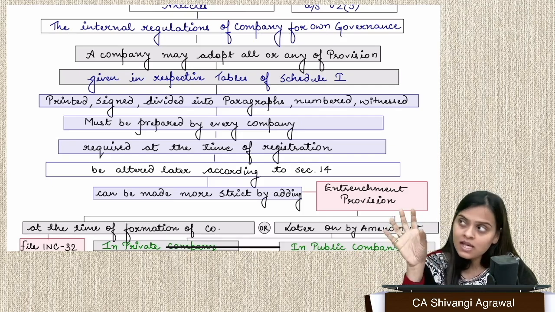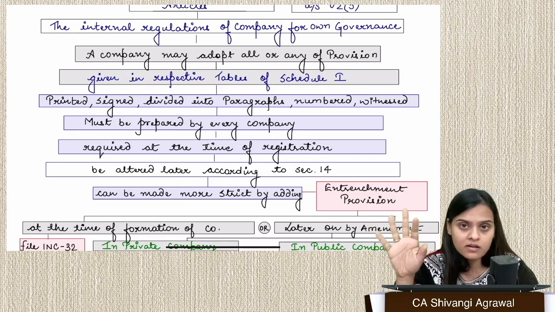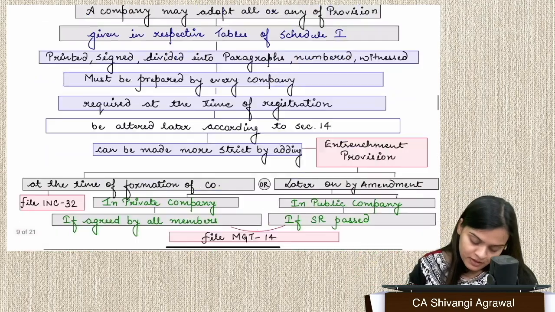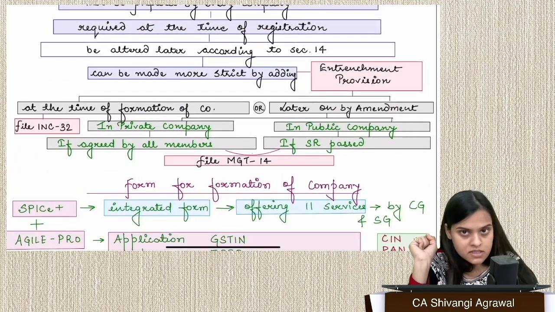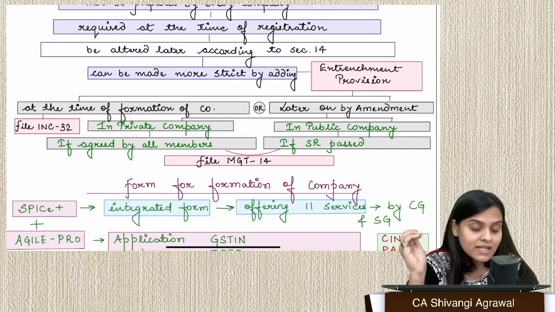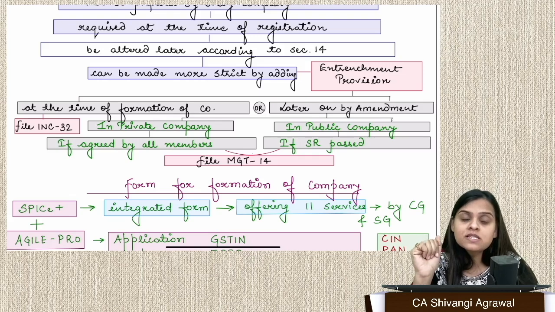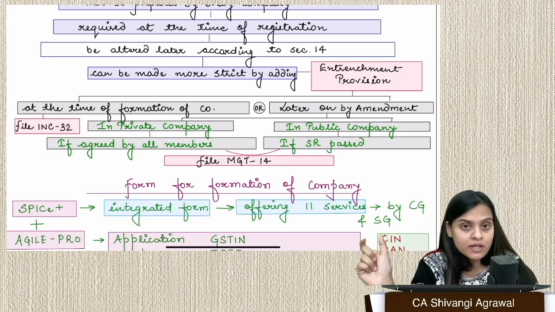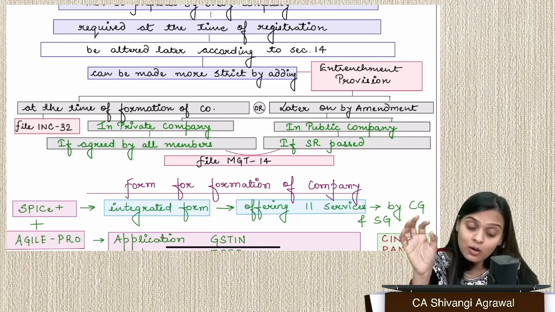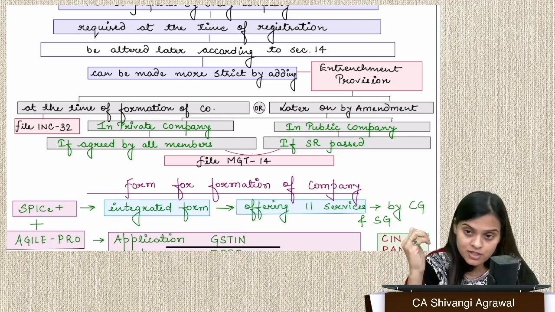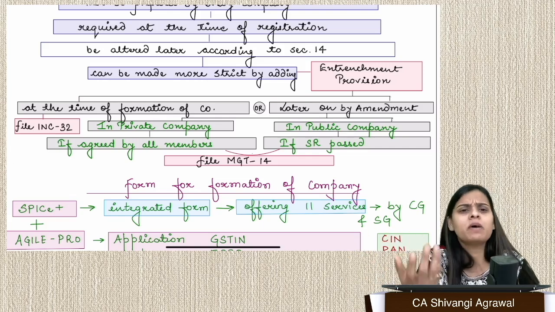So what you can do is, as it is, you can adopt that Table F, or you can modify or exclude any clause of Table F, right? Now there is a provision called entrenchment in articles of association. What is entrenchment? Entrenchment is making something more difficult. In usual situations, according to Section 14, you can alter your articles by passing a special resolution. However, if you want to add entrenchment to a particular clause, that means you don't want this clause to be changed just by passing an SR.